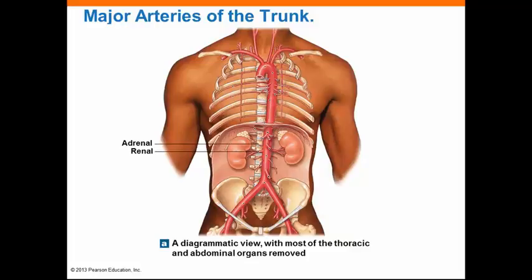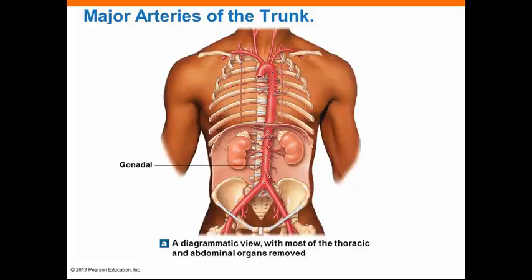The adrenal and renal arteries are paired vessels, meaning there's a left and a right, though only the right side is labeled in this picture. They arise laterally from the abdominal aorta and they travel behind the peritoneal lining to reach the adrenal glands and the kidney.